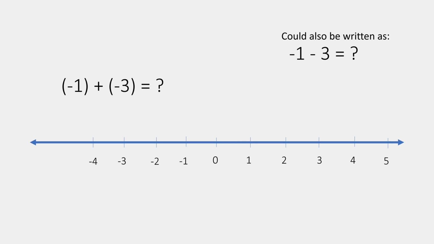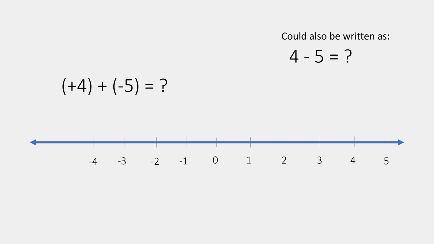Here we have a negative 1 plus a negative 3 equals what? Since it's a negative number, negative numbers always go to the left from the 0 on the number line. So we have a negative 1 plus a negative 3. We will continue going to the left of 0, and it falls on negative 4. The answer is negative 4.